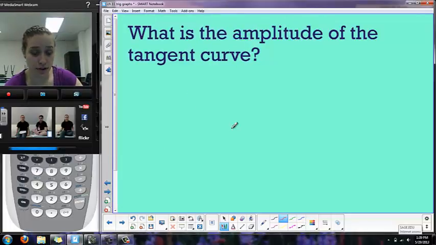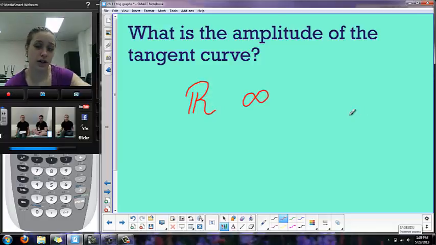What is the amplitude of the tangent curve? The amplitude of the tangent curve is all real numbers, or infinity. The tangent curve goes on and extends off to positive infinity going up and negative infinity going down. So it doesn't really have an amplitude. It's all real numbers or infinity, something like that. Okay?